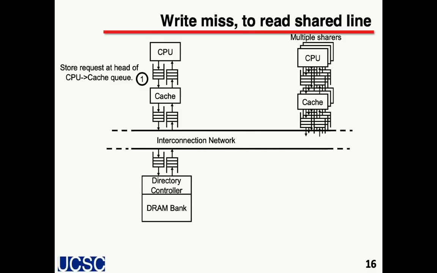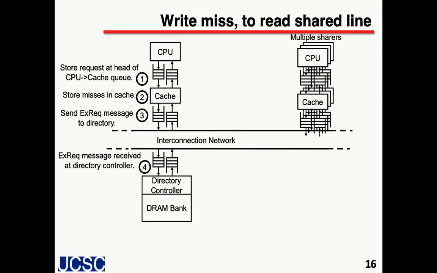So it's going to go to the cache. It's going to miss. So now it wants exclusive access. It's an exclusive request. It's going to go across the network, get to the directory, and it's going to read the directory, and it's going to see, oh, wait, it's in the R state, meaning people are reading it, but there are people who are sharing it.